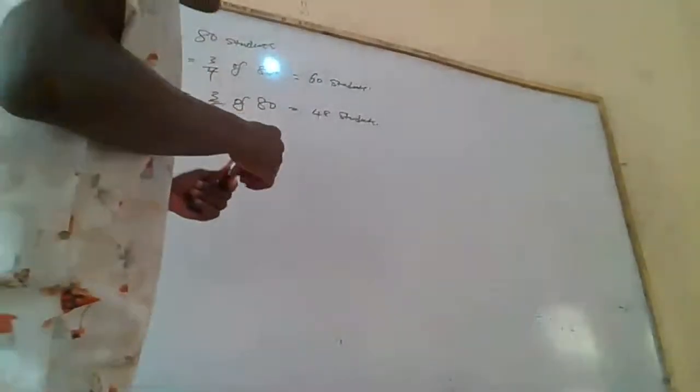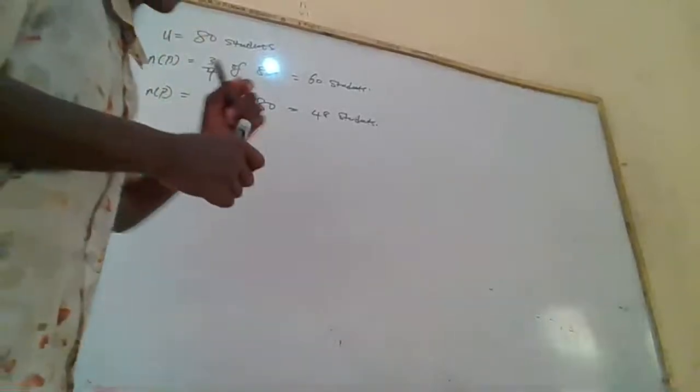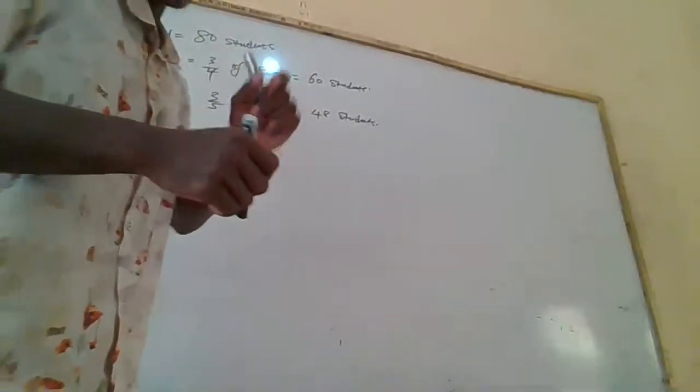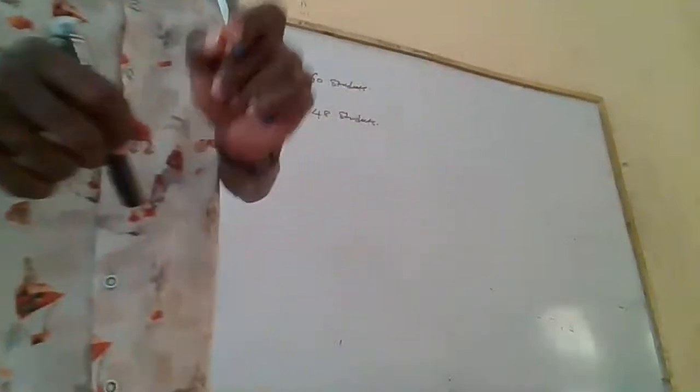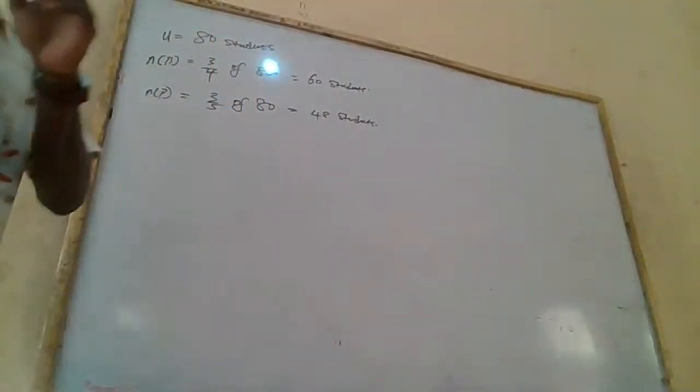Then I said, represent this in a Venn diagram. Now listen very carefully. If you look at question number 2, how many students study both subjects? Now, I always give you a tip.